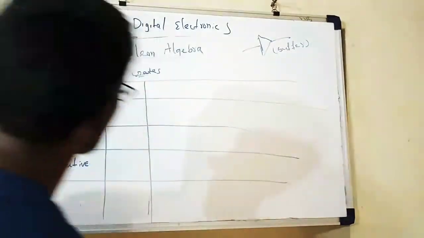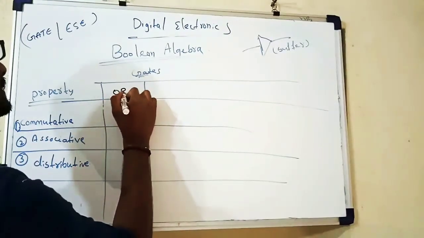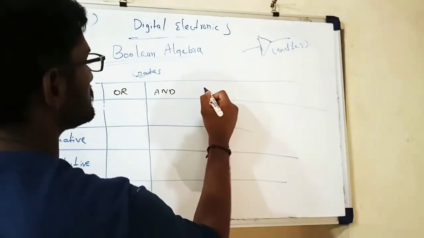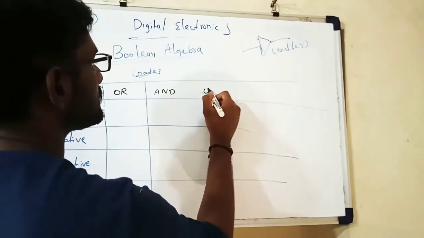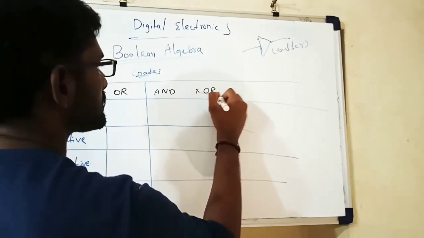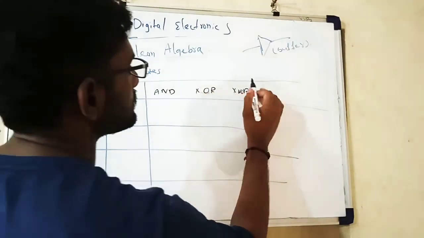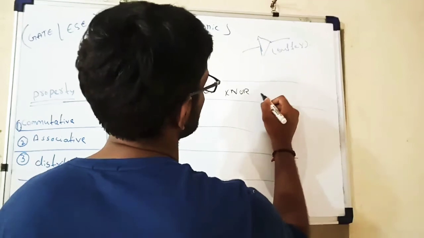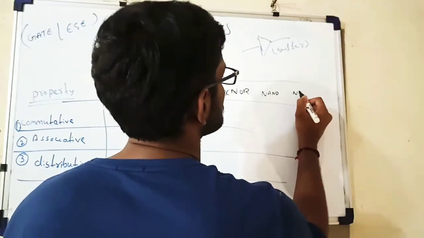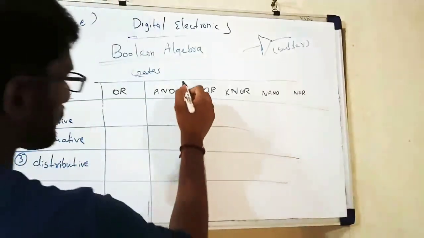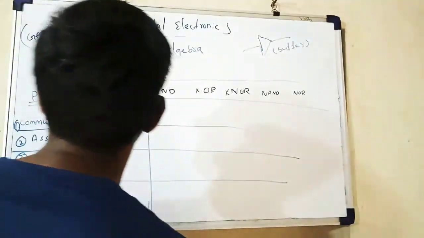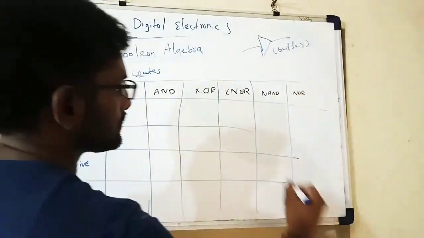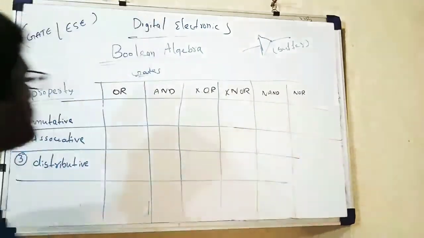This is the OR gate, this is the AND gate. Next, this is the XOR gate. This is the XNOR gate. This is NAND, and this is NOR. Here we will see what type of property holds for which type of gate.